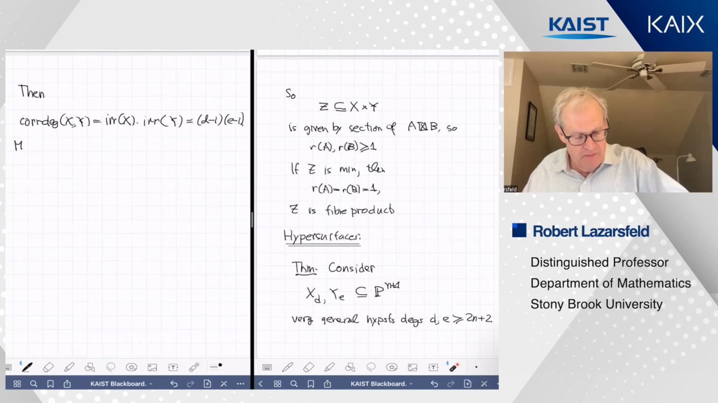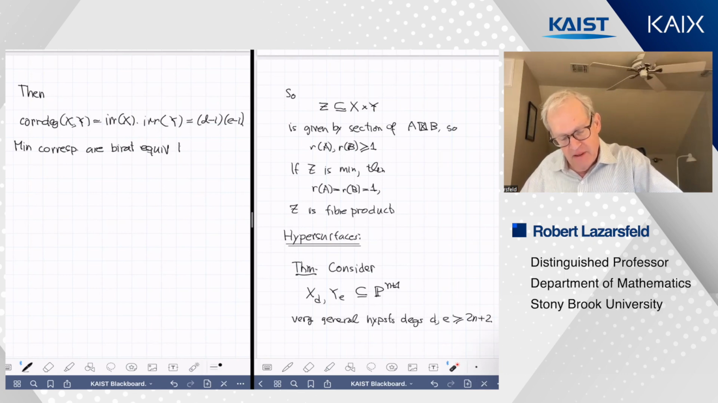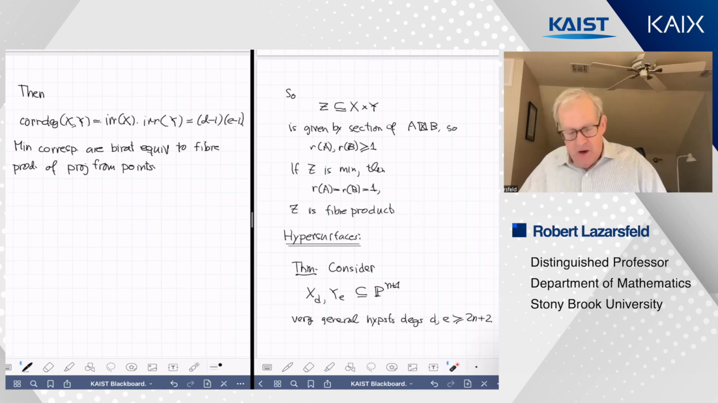And minimal correspondences, again, are birationally equivalent to the fiber product of projections from points. Okay, so again, you get this kind of, in this sense, they're kind of birationally independent.